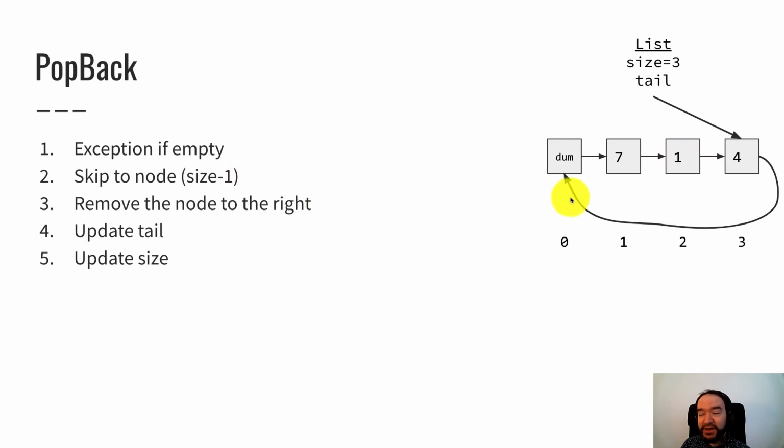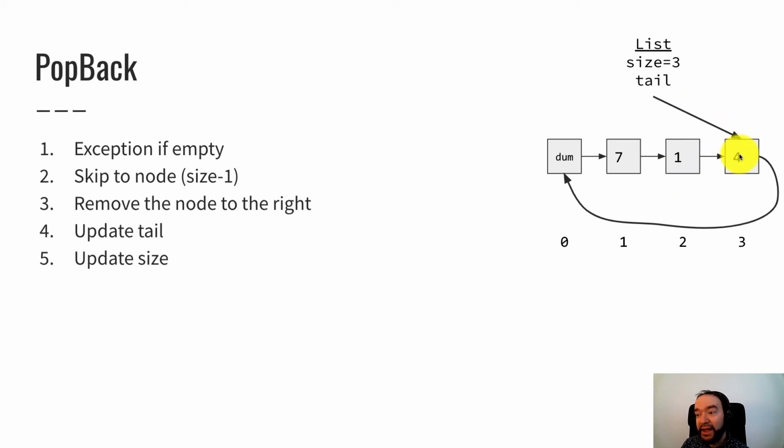So let's just check my arithmetic here. Let's say I want to pop back on this list. Well, that means I want to remove the node containing 4. In order to do that, I need to get to the second to last node that contains 1. So I need to jump to this 1. How many hops do I need to do? Well, if I started at the dummy, I need to go 1, 2 to get there. And that's the size minus 1. So we're going to skip to node number size minus 1, and then remove the node to the right of that. So node at index size minus 1 is the second to last node.